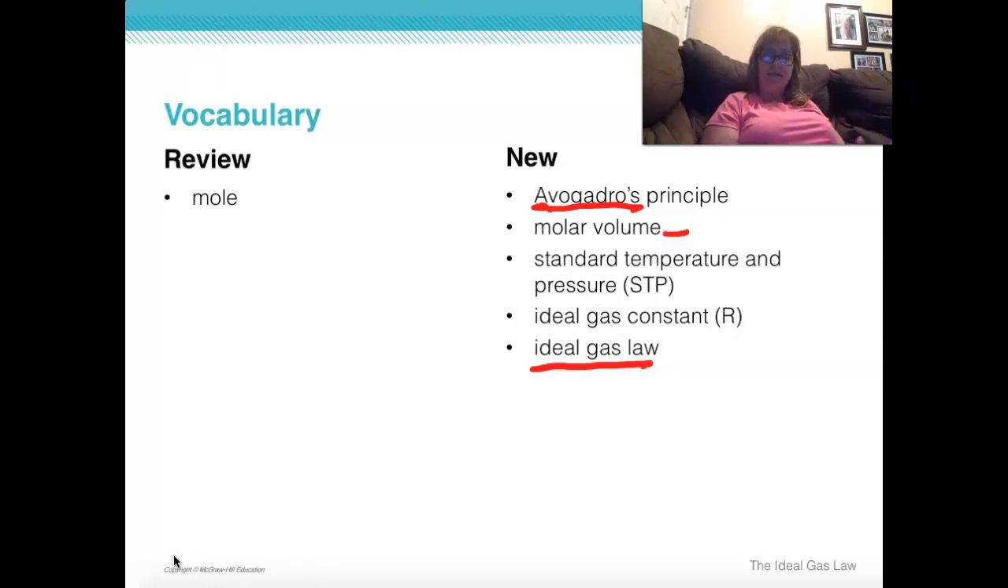And then standard temperature and pressure, you learned last chapter. In chapter 12, I taught you STP. Remember, that is 0 degrees Celsius and 1 atmosphere of pressure. Those are your standard temperatures and pressures. So a lot of this you do know. We just have to figure out how it all combines together. So let's keep going.